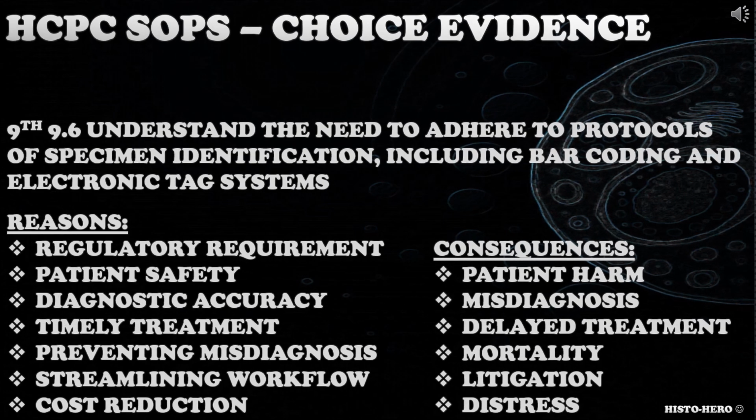The ninth standard is understand the need to adhere to protocols of specimen identification, including barcoding and electronic tag systems. Candidate needs to adhere to protocols for specimen identification. Does the candidate follow SOPs when identifying specimens? Do they barcode samples correctly? Do they follow the methodology properly? Do they know the consequences of not following the protocols? Do they understand why it is important to follow protocols?